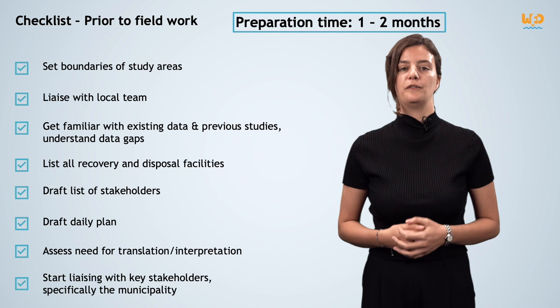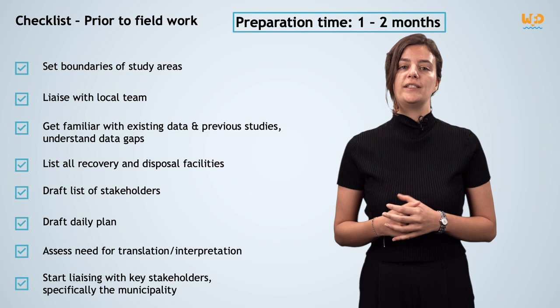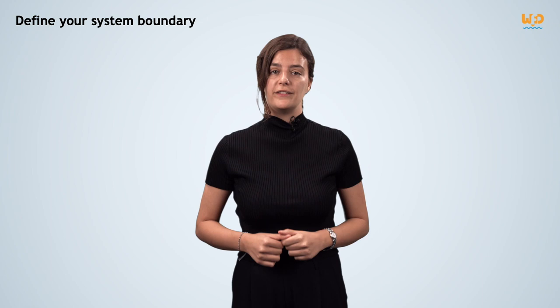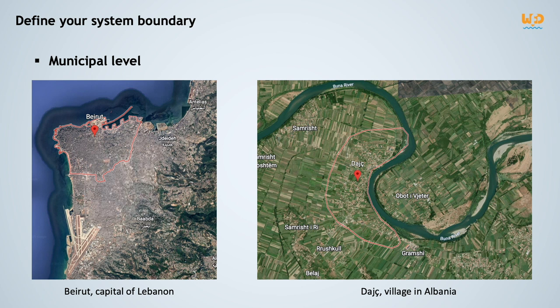Let's look at some details of these key preparatory tasks. The definition of the system boundaries is the first important step in preparing your assessment. For the WFD, the system is usually set at the municipal or city level, in an area not too large and not too narrow, to capture the variations of the solid waste management and limit the potential of interventions. Looking at these two examples here, you can see that the boundaries might not always be obvious to set, but your local partners will usually help you in defining it.